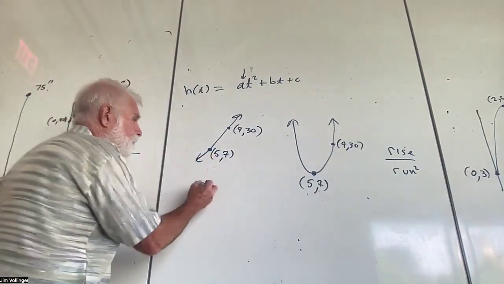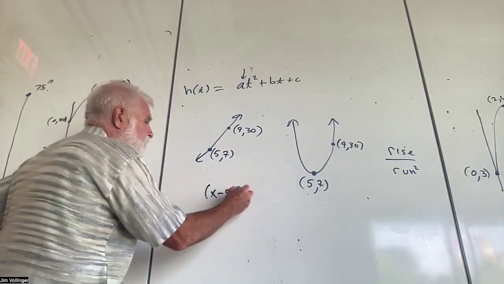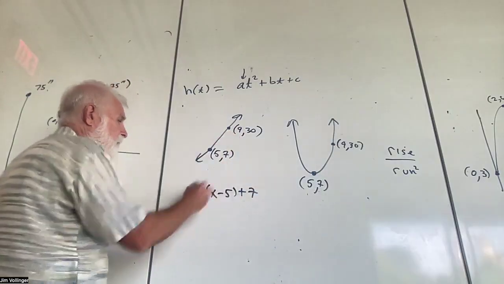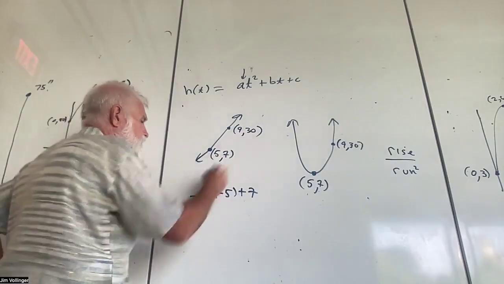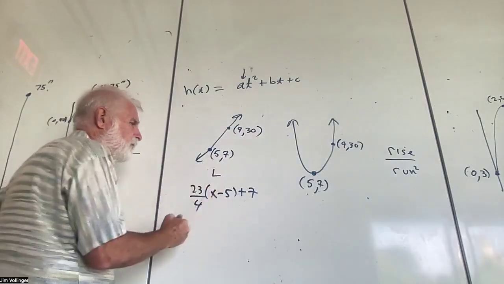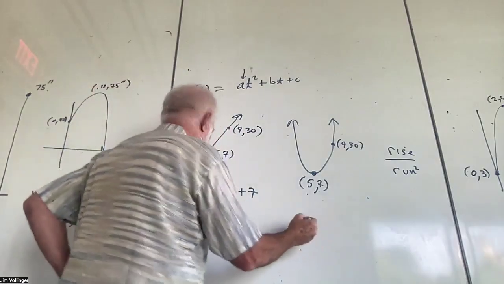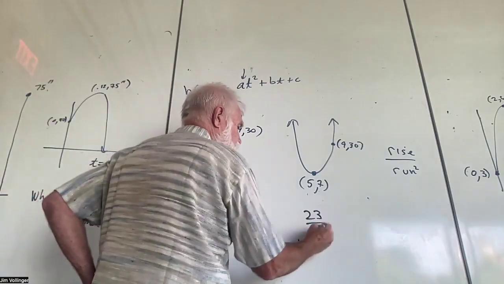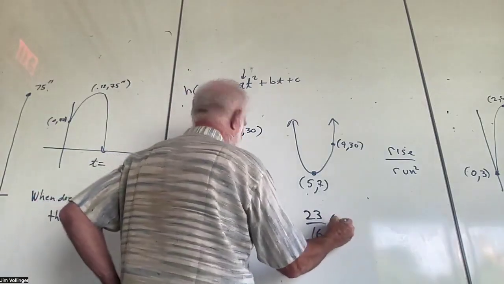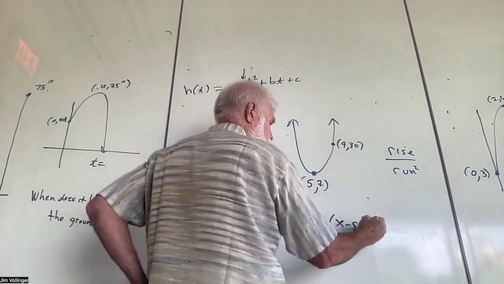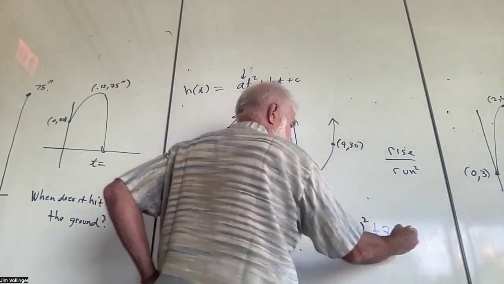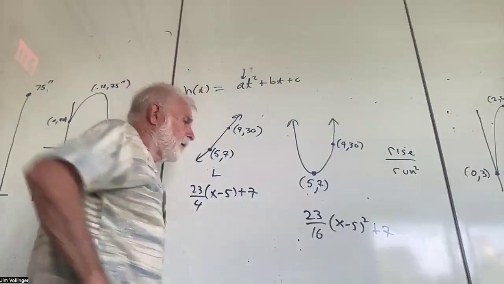Equation of a line. So we'll start with x minus 5 plus 7. Change of x 4, change of y 23. So there's my linear function. Over here, you can compare it to the quadratic, 23/16, x minus 5 squared, plus 7. Okay, so that's that equation.